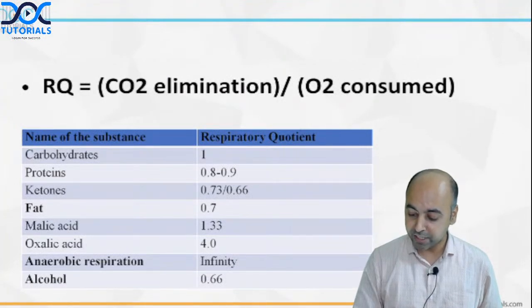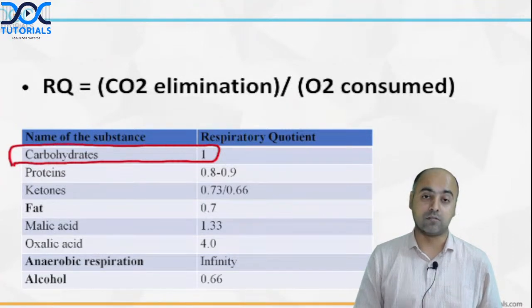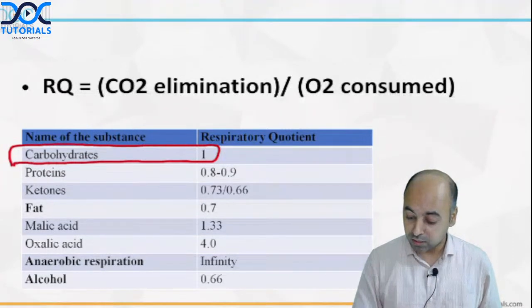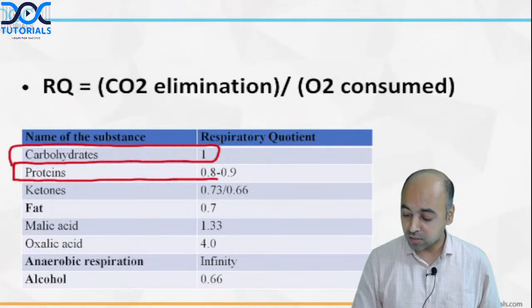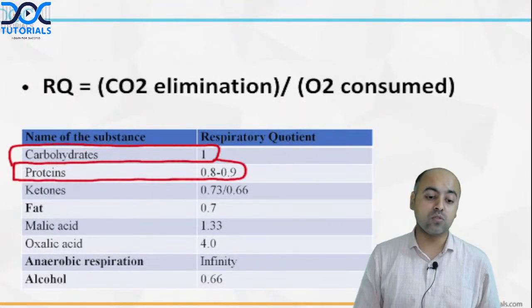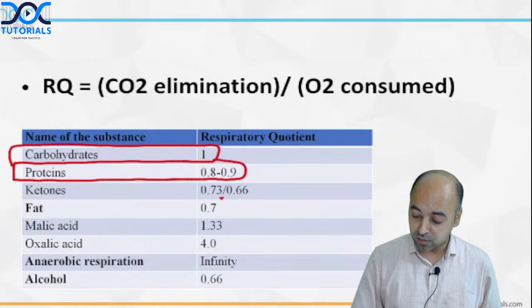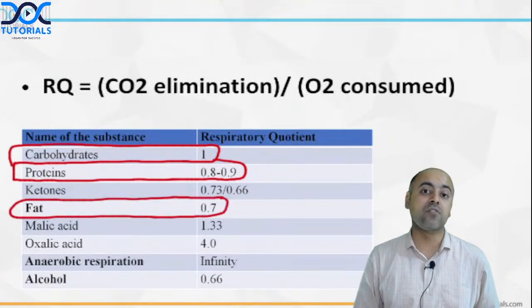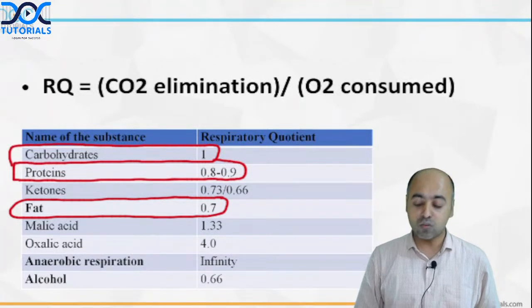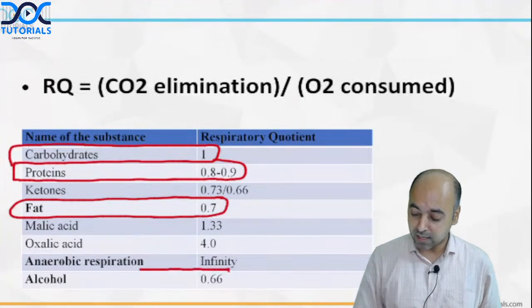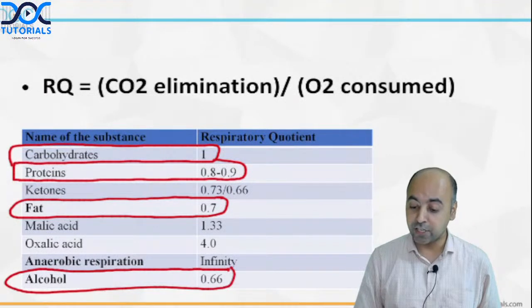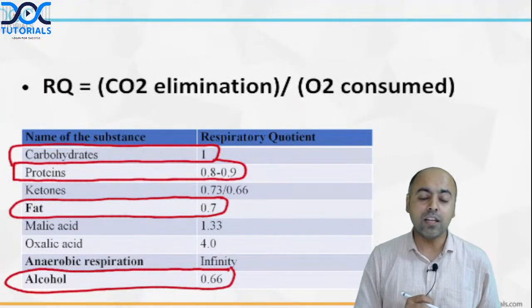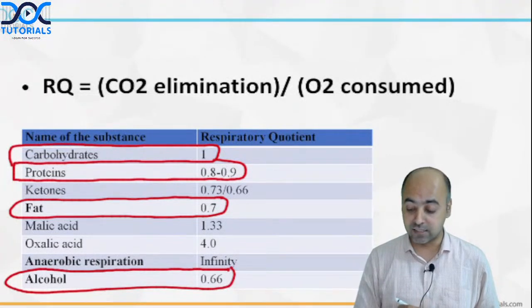For the carbohydrates, the RQ is 1. For the proteins, the RQ is 0.8 to 0.9. For the fats, the RQ is 0.7. Two additional RQ values which you should know: alcohol has a very low respiratory quotient, with an RQ of 0.66.